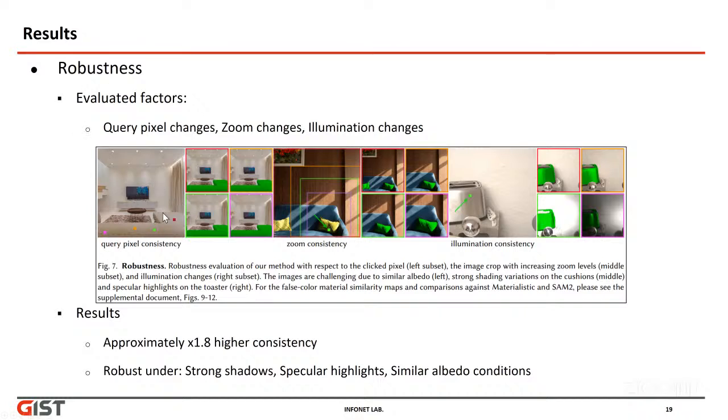So they changed the pixels and zoomed in on the image, and they made some illumination changes. As a result, they claim approximately 1.5 and 1.8 times higher consistency, and that they are robust under strong shadows, specular highlights and similar albedo conditions.